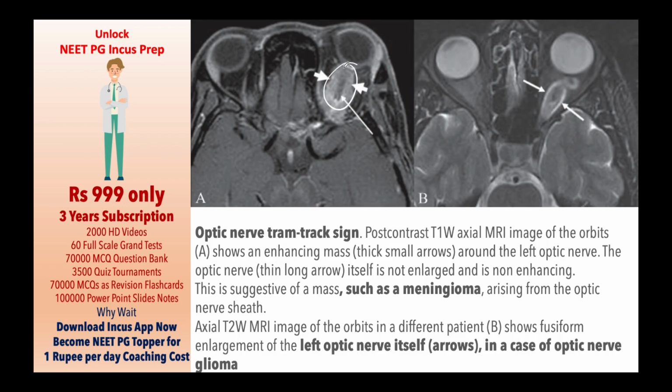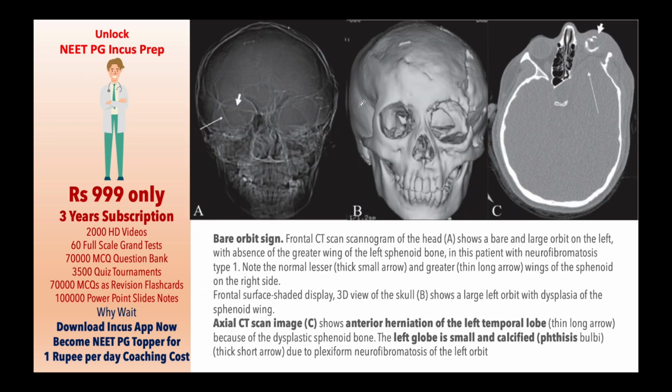Then optic nerve tram track क्या होता है? अगर आप कोलकाता गए तो tram track ब्रिटिशर्स के जमाने में tram track. So typically here you are able to see that there is a meningioma which is arising from the optic nerve sheath, and there is a fusiform enlargement of the left optic nerve. So this is a case of optic nerve glioma, and this is an optic nerve meningioma. That's what you need to remember.